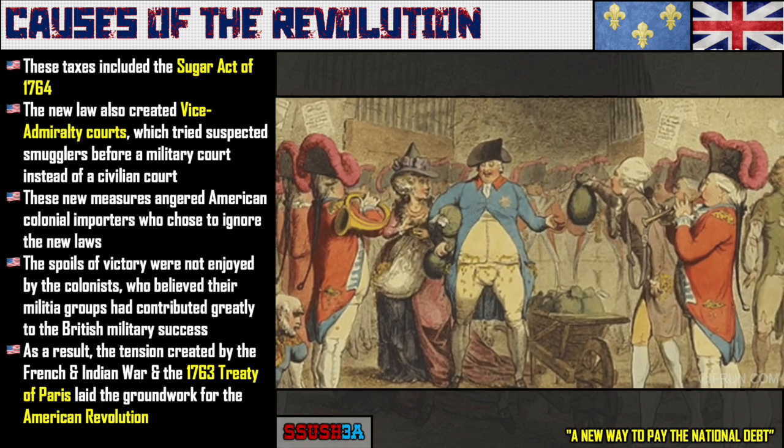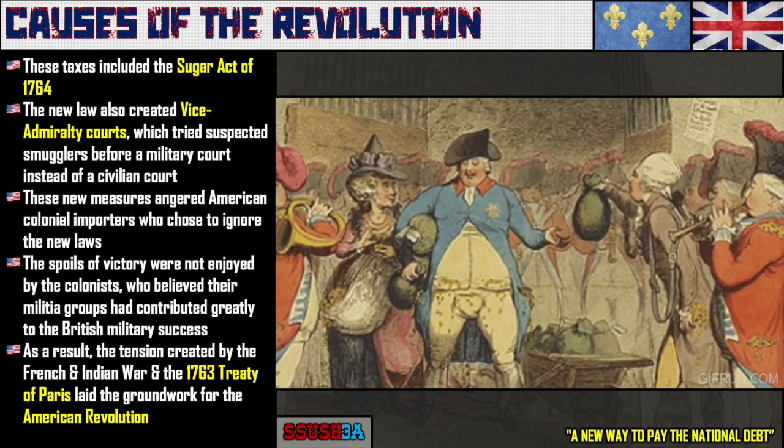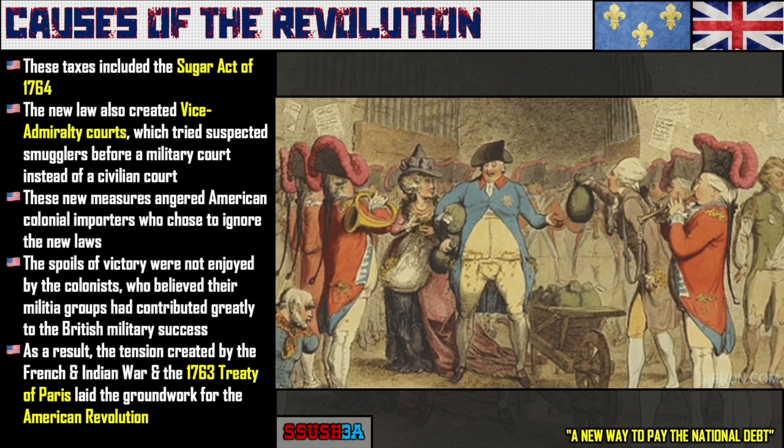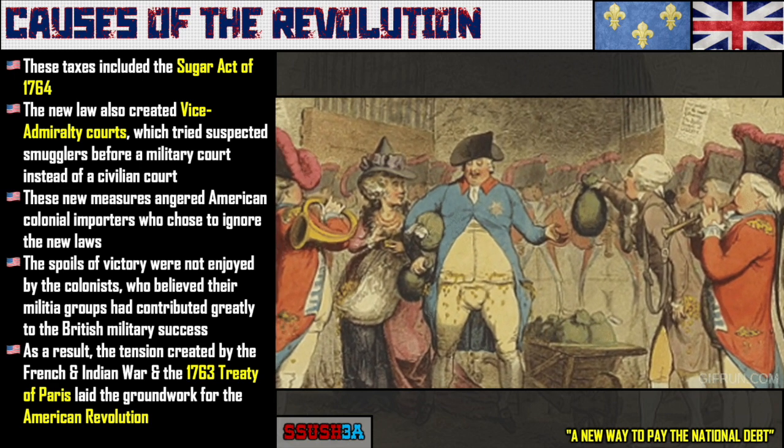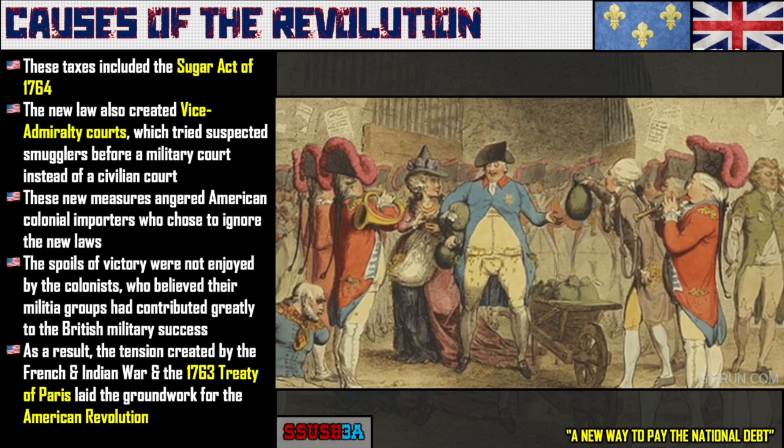As a result, the tension created by the French and Indian War and the 1763 Treaty of Paris, and also the 1763 Proclamation, laid the groundwork for the American Revolution.